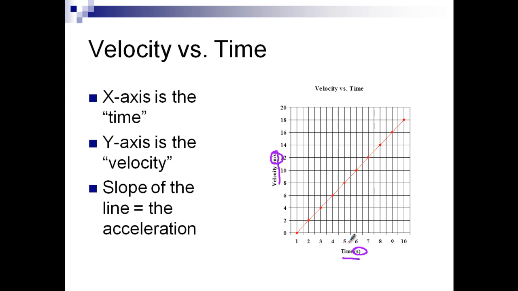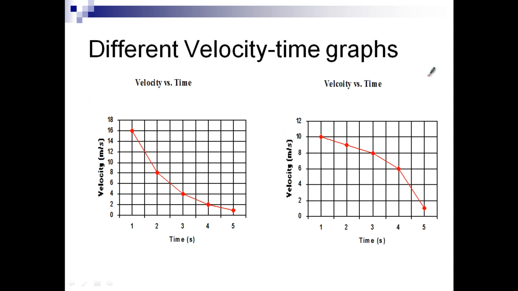Slope of the line equals the acceleration. Why is that? Because rise over run, change in y over change in x. In this case, it's change in velocity over change in time, which lo and behold is acceleration, because you get meters per second over seconds, and acceleration is measured in meters per second squared. So that's how that works.